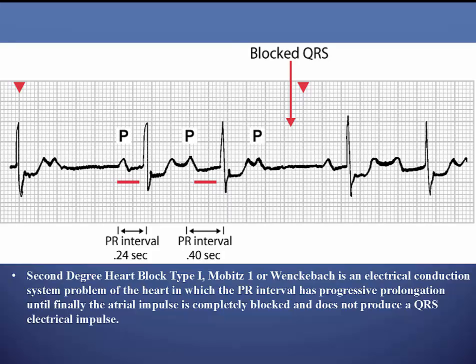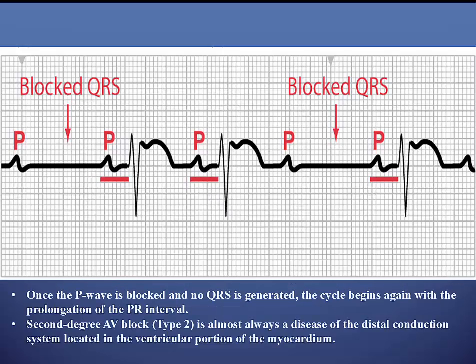Second degree heart block type 1, Mobitz 1, or Wenckebach, is an electrical conduction system problem of the heart in which the PR interval has progressive prolongation until finally the atrial impulse is completely blocked and does not produce a QRS electrical impulse. Once the P wave is blocked and no QRS is generated, the cycle begins again with the prolongation of the PR interval.